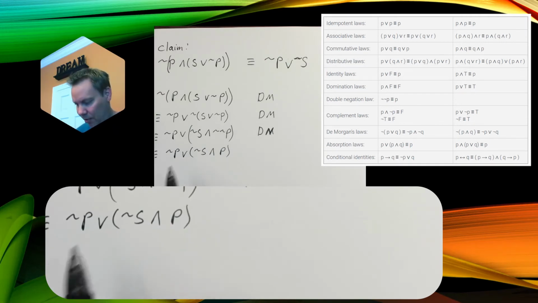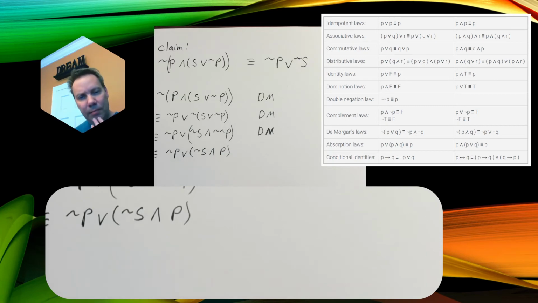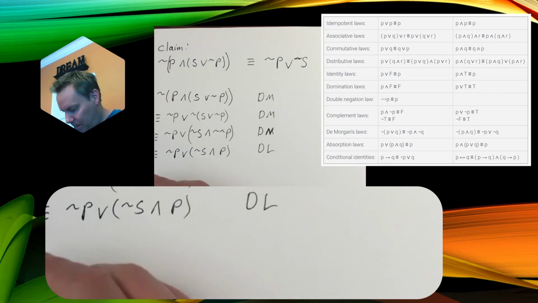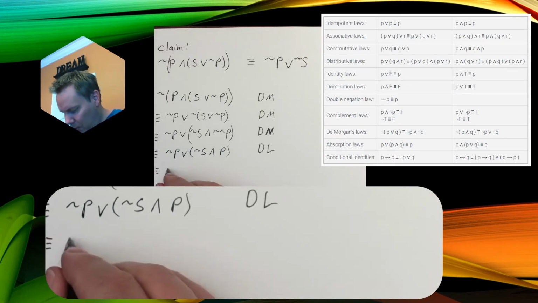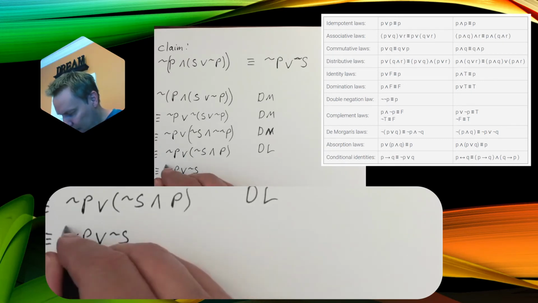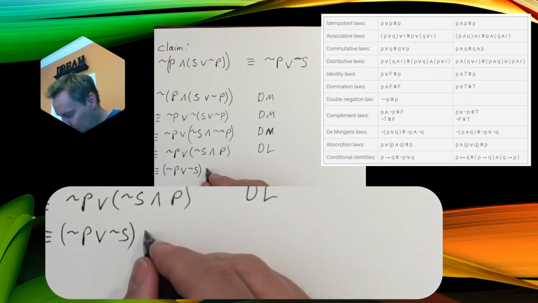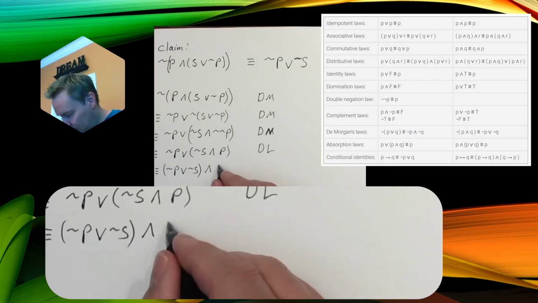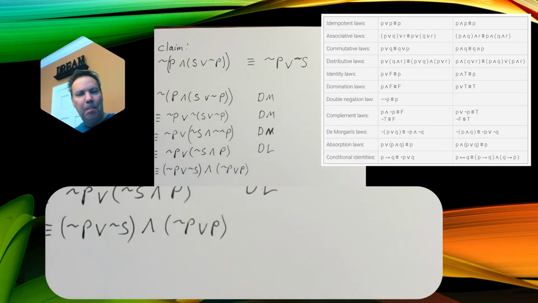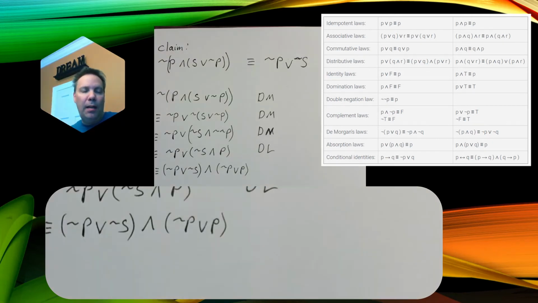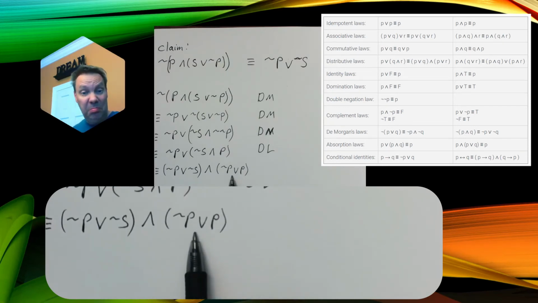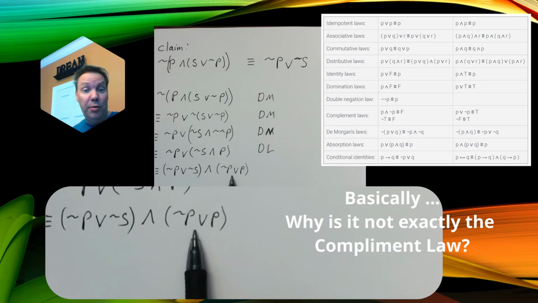At this stage, I have an or and an and. This is a distributive law problem. So I'm going to distribute this, not P or not S. That's the first part. And not P or P. Now I'm going to quote Shakespeare again. This last term is basically to be or not to be.